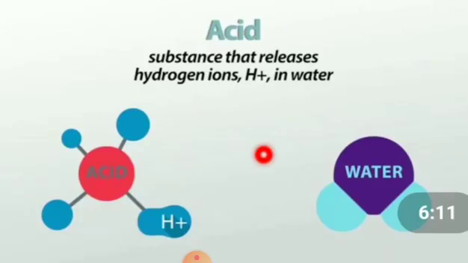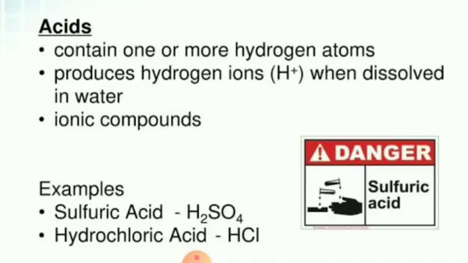See another picture. This is water. What is the molecular formula of water? H2O. In water, the substance that releases hydrogen ions is called acid. So the substance dissolves in water and releases hydrogen ions. So the name of the substance is acid.